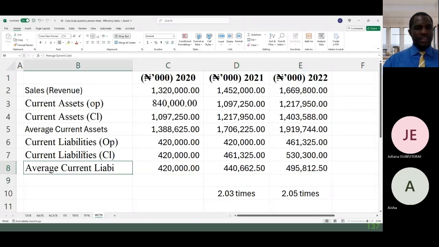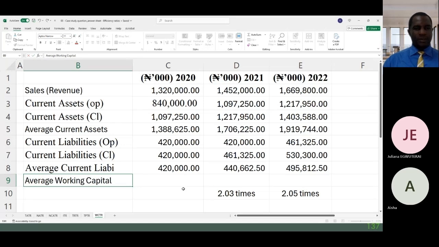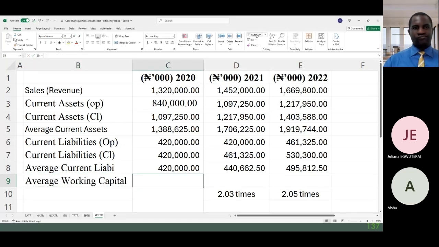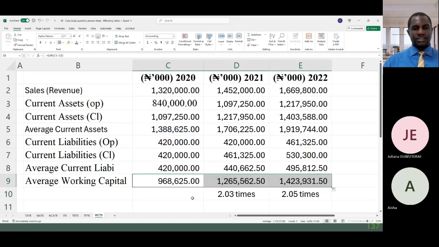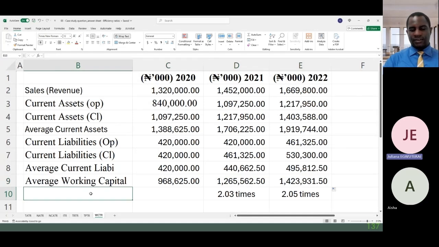Okay, so I have the average and I have the average receivable. So let me do my working capital. Average working capital will now be average current asset minus average current liability. I just drag. Fantastic.